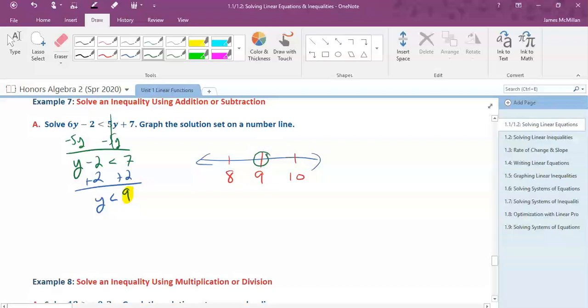And some teachers will tell you, go this way when it points this way. I don't like that method. Use the numbers wisely. Is 8 going to fit into this inequality here? Is 8 less than 9 or is 10 less than 9? Which one's true? 8 is less than 9. This one's not true. And so we're going to shade towards the 8.